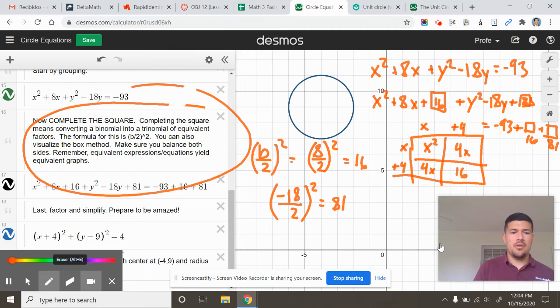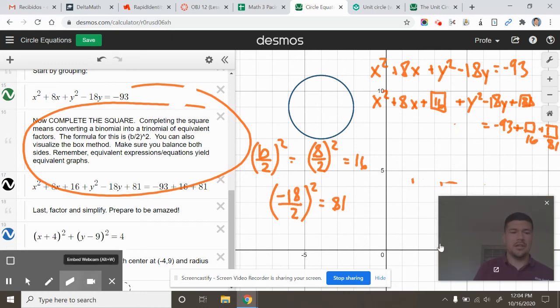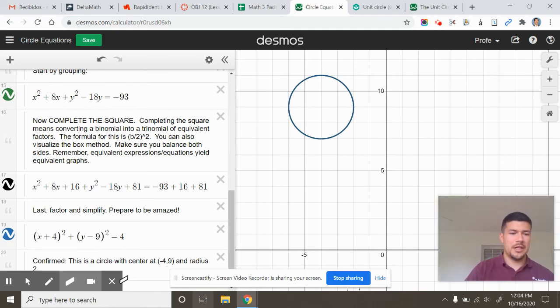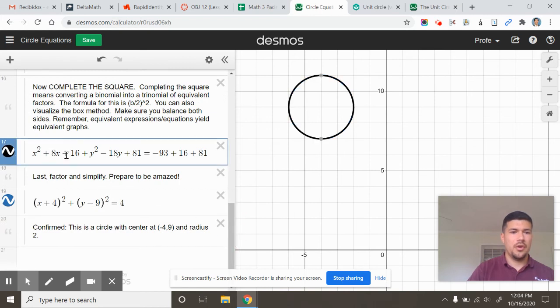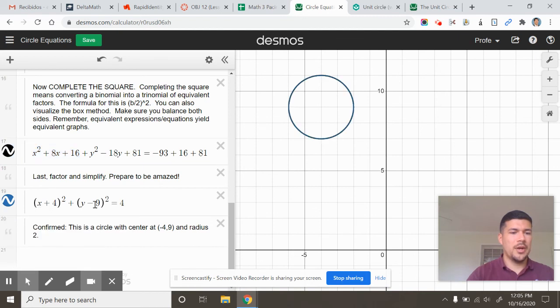Now, the only thing that remains is to actually factor. You can see my steps over here on the left side, where I have started to factor. This is a little more clean. Here's where I added my 16s to both sides and my 81 to both sides. And then I factored. So x² + 8x + 16 factors into (x + 4)². y² − 18y + 81 will now factor nicely into (y − 9)(y − 9), which is (y − 9)².